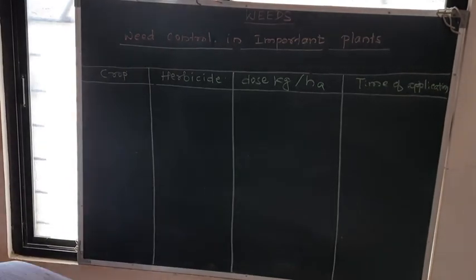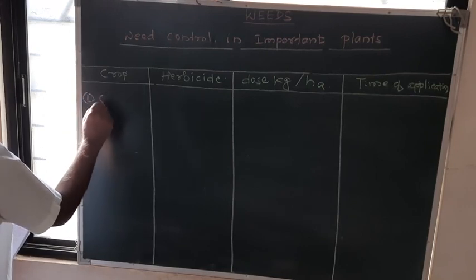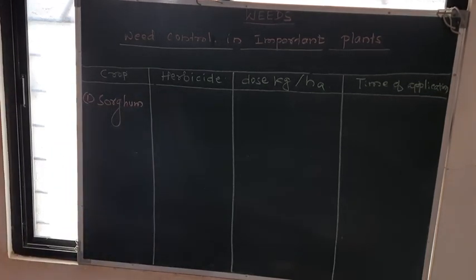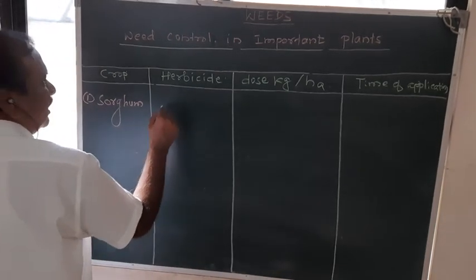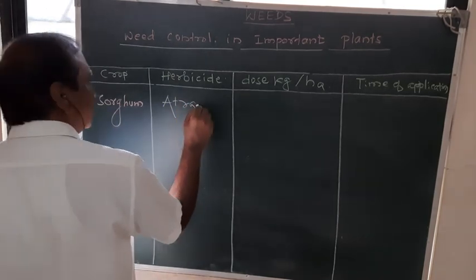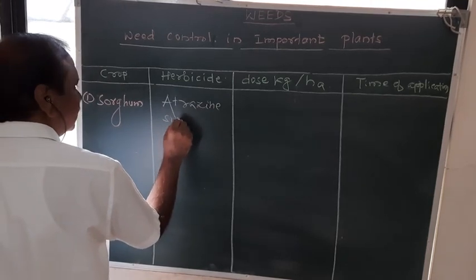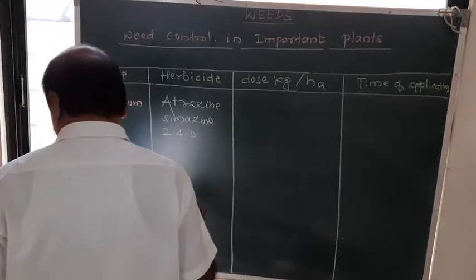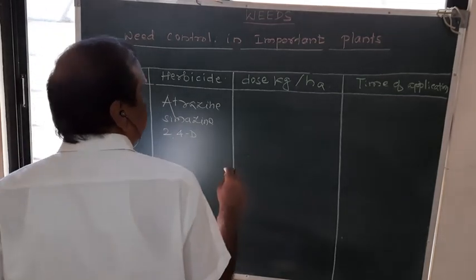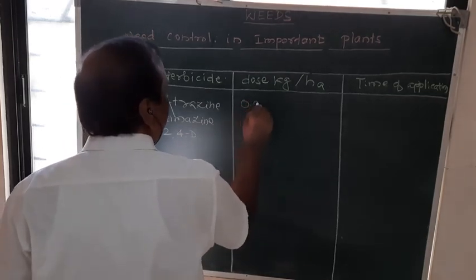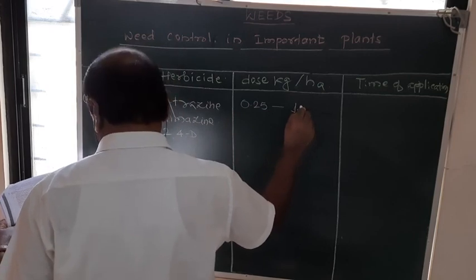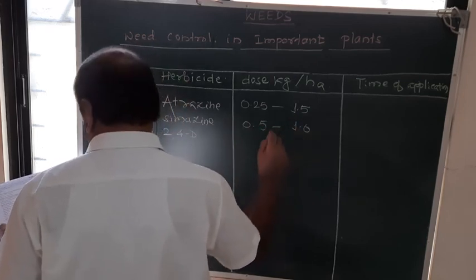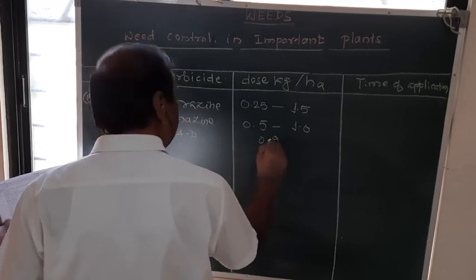Weed control in important plants, in which number one is sorghum. Marathi name is jawar or shalu jawar. Herbicides used are atrazine, simazine, and 2,4-D. The dose in kg per hectare is 0.25 to 1.5, then 0.5 to 1.0, and lastly for 2,4-D it is 0.9.